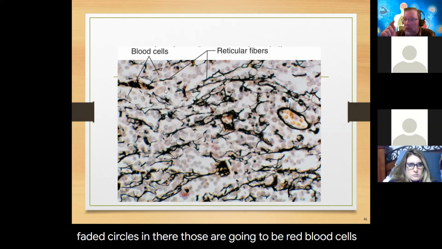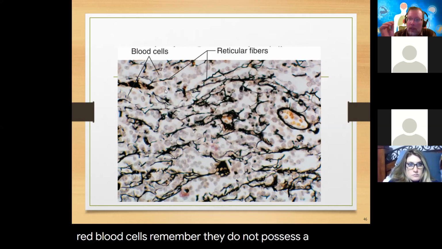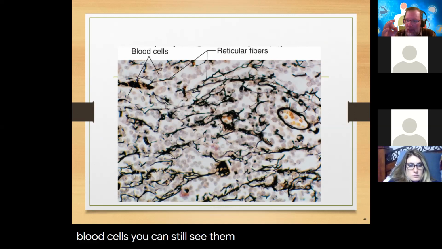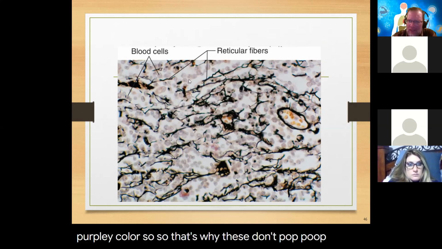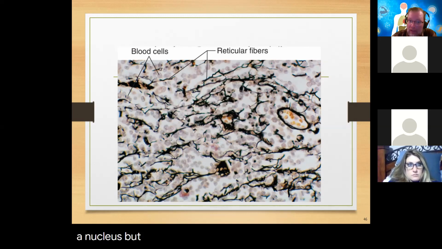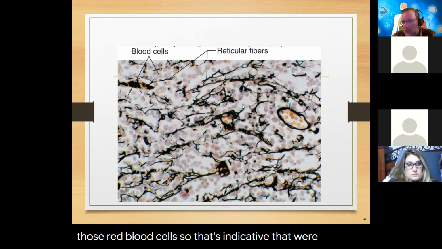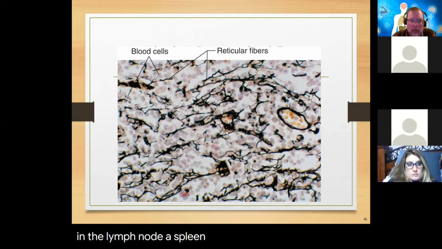Red blood cells, remember, they do not possess a nucleus. And so when I do a blood smear, the red blood cells, you can still see them, but you're not going to see that distinct nucleus that's going to be dyed kind of that purpley color. So that's why these don't pop. You just can't hardly see them. It's because the nucleus didn't get dyed, because there isn't a nucleus, but you can still see some shadowy effects of those red blood cells.